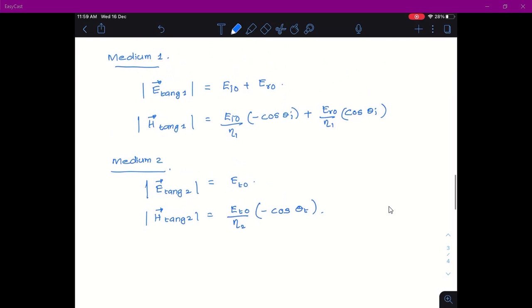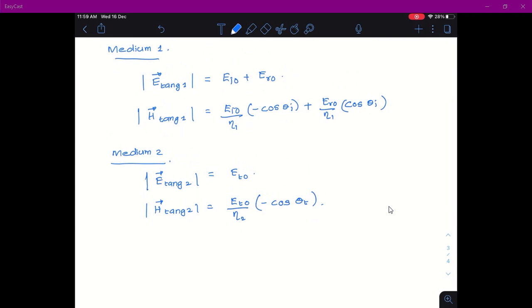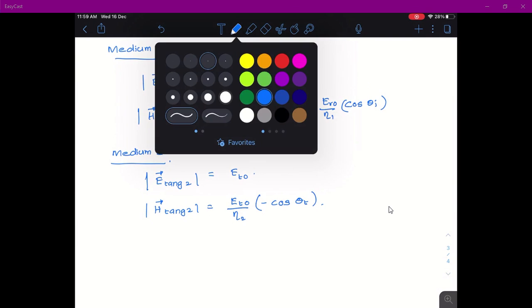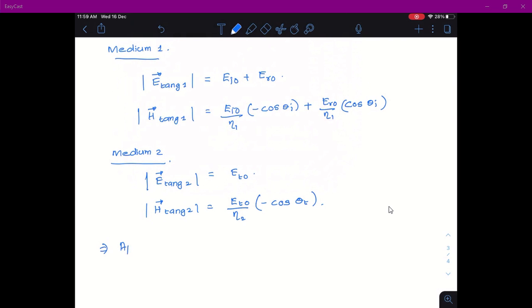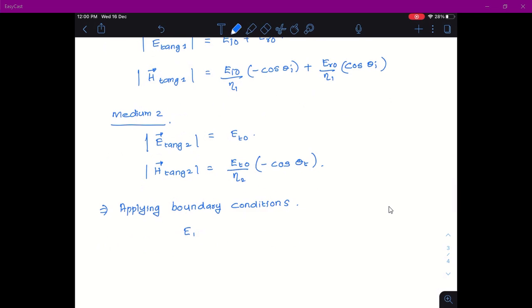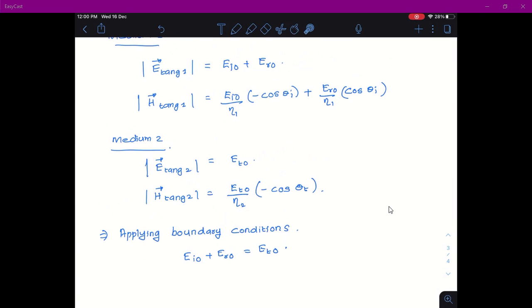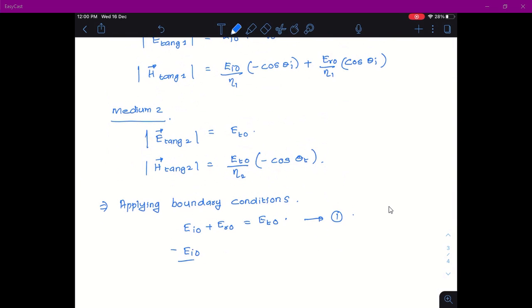Okay. Now, let us combine all of them. So, what we say is that the electric field tangential component in medium 1 will be equal to the electric field tangential component in medium 2. So, I can write, applying boundary conditions, EI0 plus ER0 is equal to ET0, that is from this and this. Let me number this as equation number 1, and minus EI0 by eta 1 cos theta I plus ER0 by eta 1 cos theta I is equal to minus ET0 by eta 2 cos theta t. Let this be equation number 2.